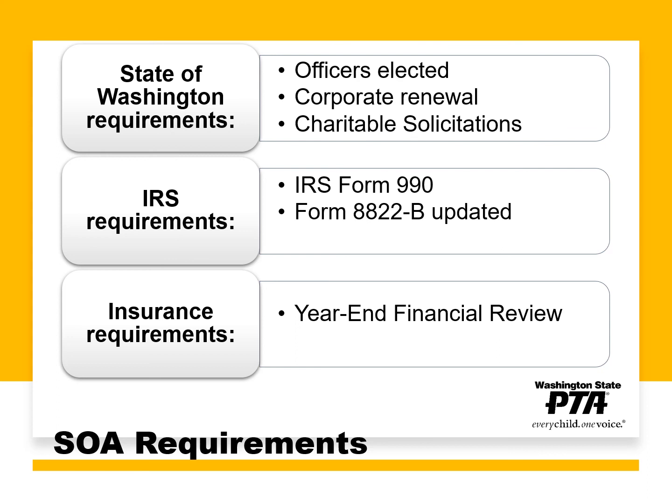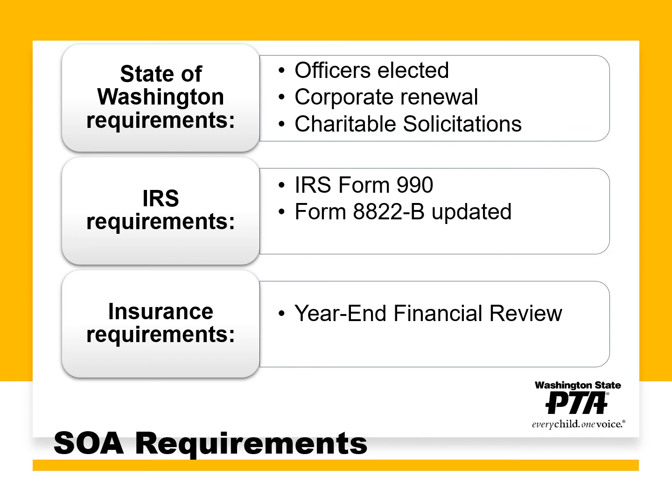Washington's Secretary of State requires an annual corporate renewal. This needs to be filed by the end of the month in which your PTA was originally incorporated. That information can be found under your corporate information on Member Planet.